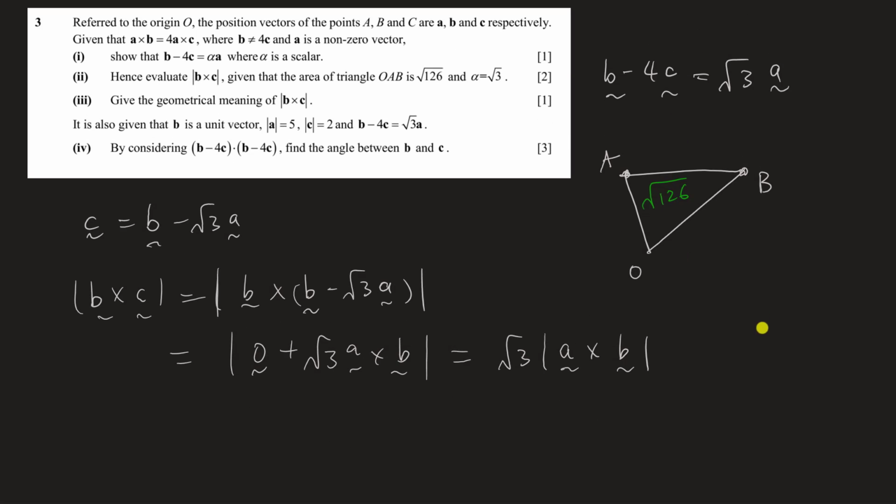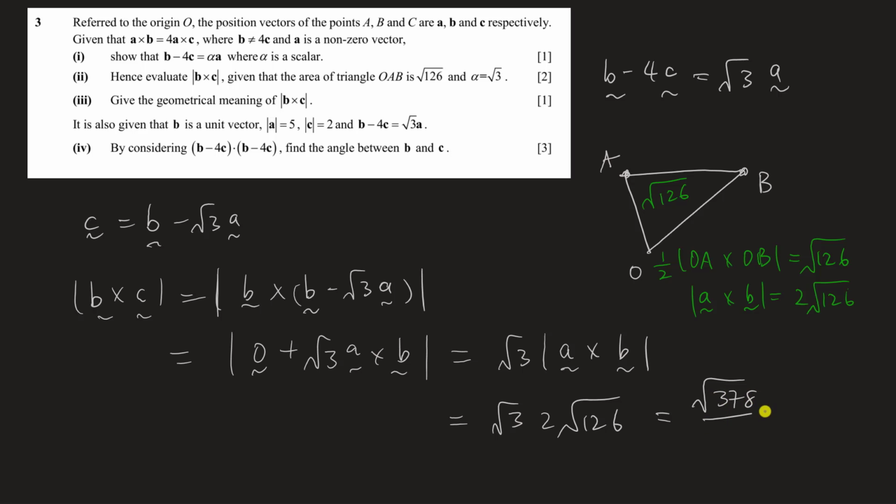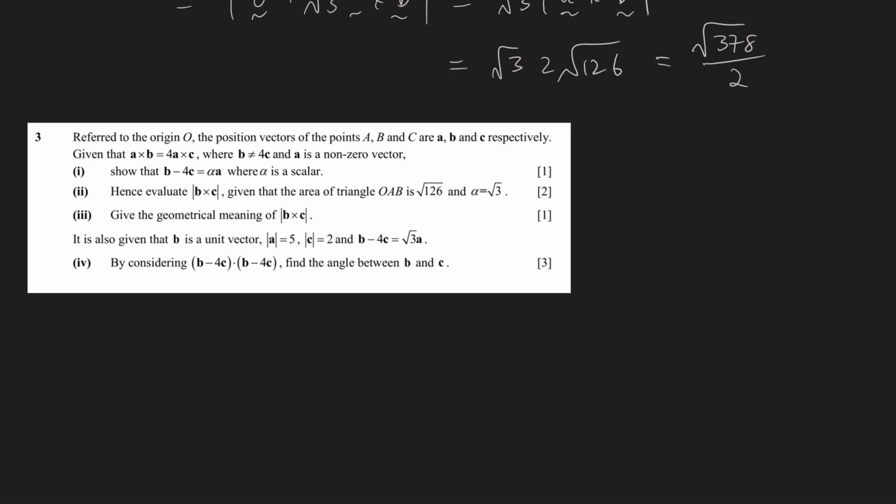Now what is A cross B? The clue to finding A cross B is actually this triangle here, because for this triangle to have area of root 126, this means that mod OA cross OB times half equals root 126. So A cross B equals 2 root 126. So this part is 2 root 126. Simplifying this would give us root 378 over 2. So far everything is nice and easy, nothing very complicated.